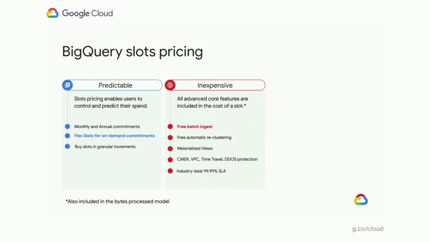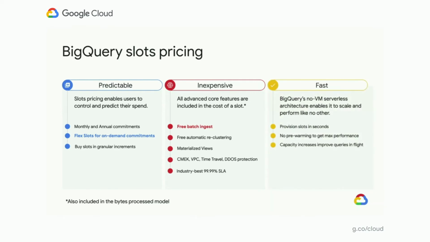We also do things like batch ingest, which actually doesn't consume your slot capacity. It doesn't contend with your queries, and it comes from somewhere else. So you really don't pay for batch ingest at all. And we also do a lot of background processes like automatic reclustering that we don't charge for at all. Right? So it's something that we provide to you as a service to make sure that your queries are running exceptionally well, and we don't charge you for it. And of course, the industry best 4 nines of SLA just comes with any slot, right? You don't have to pay extra for it. I should also mention that all of these properties you get with the bytes processed model as well.